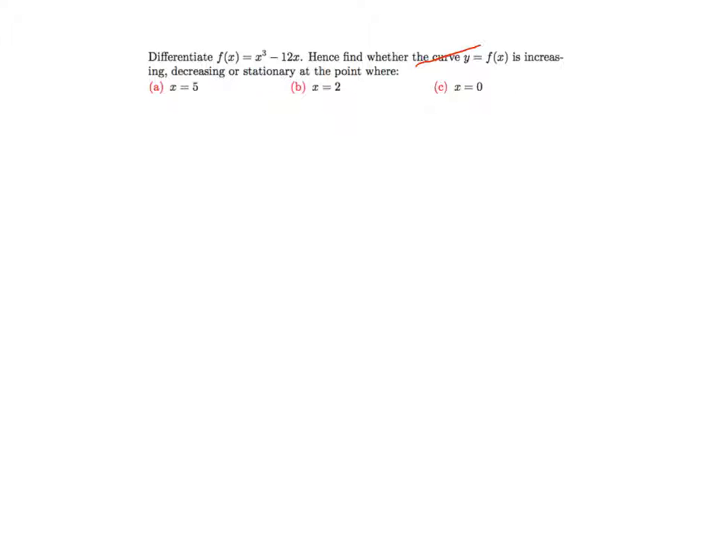It says differentiate the function x cubed minus 12x, hence find whether the curve y equals f of x is increasing, decreasing, or stationary at the point. So if you look at A there, it wants to know whether this function is increasing, decreasing, or stationary at the point x is equal to 5. What that is asking is when you find the gradient of the tangent, is it positive, negative, or equal to 0? So let's derive this function here.